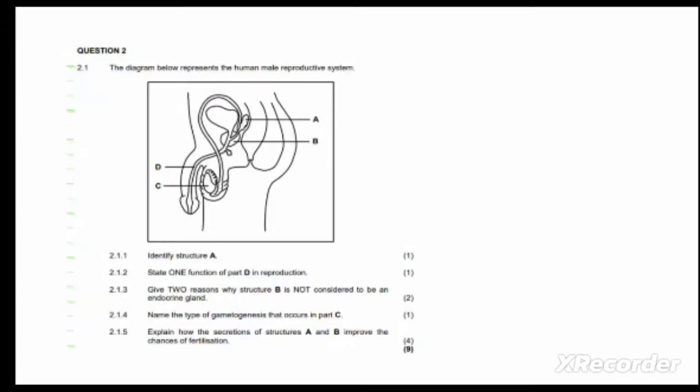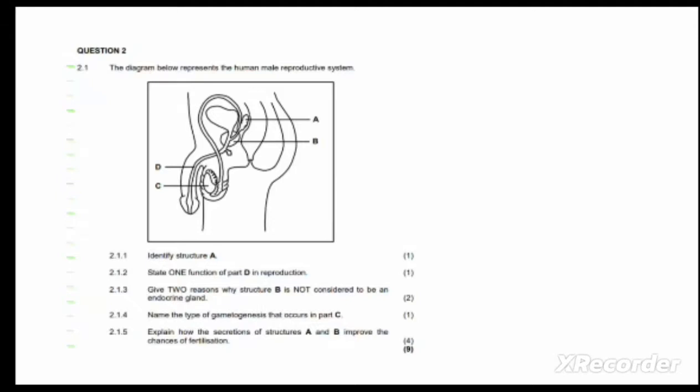And then the next question says, name the type of gametogenesis that occurs in part C. We have two gametogenesis. We have oogenesis, we have spermatogenesis. But because we're talking about a male reproductive system, you know that in the testes what happens is spermatogenesis. Now, what is the process of gametogenesis? Gametogenesis is a process where the cells, the four daughter cells in males at the end of meiosis 2, develop to form gametes. That is gametogenesis.